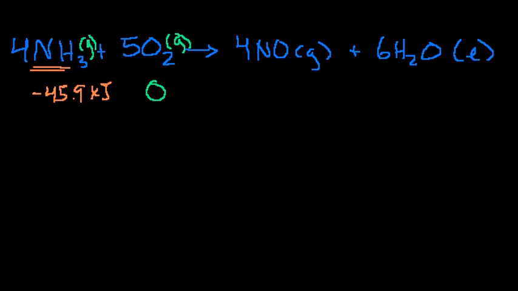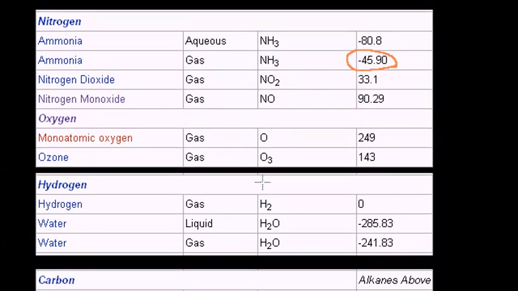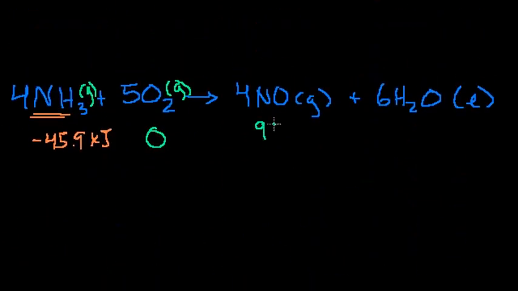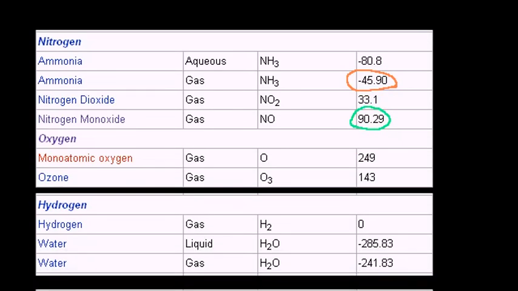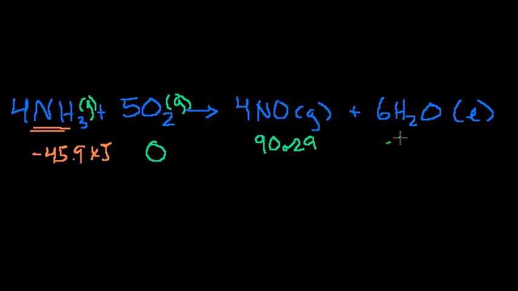Now what about nitrogen monoxide? Let's look that up. Nitrogen monoxide, heat of formation, it's positive 90.29. And finally, what's the heat of formation of water? Well, let me see. Liquid water is minus 285.83.